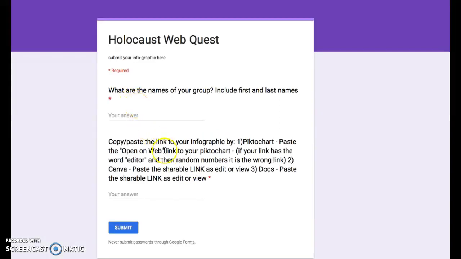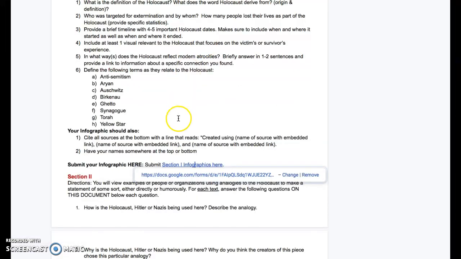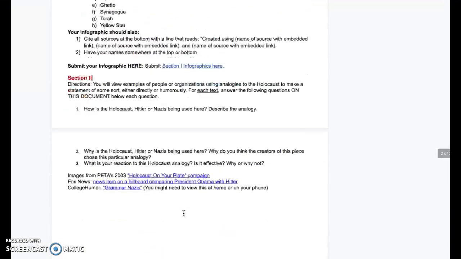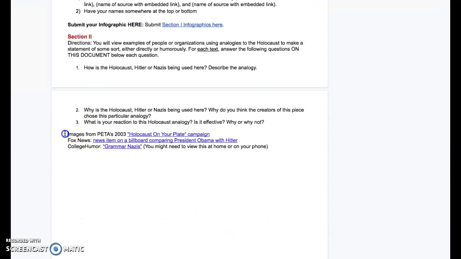You just click on it, and it is a Google form. Fill out answers 1 and 2. Then when you're done with your infographic, move on to section 2. Section 2 asks you to look at some images from a variety of groups. This one, the College Humor one, Grammar Nazis, our new filter may have blocked it, so feel free to use your phone to look at it.